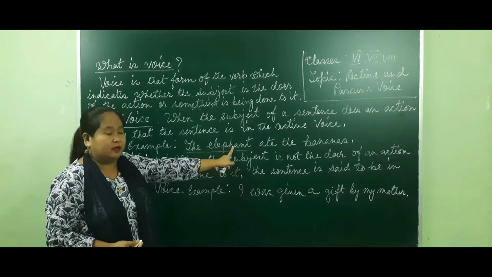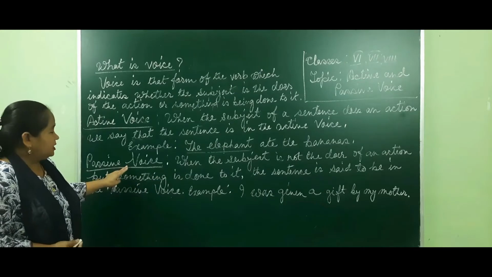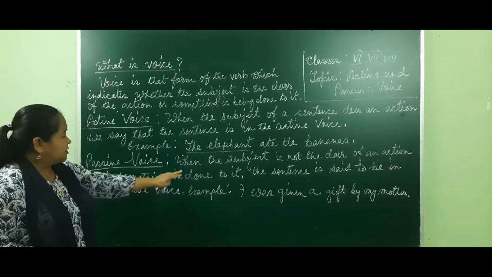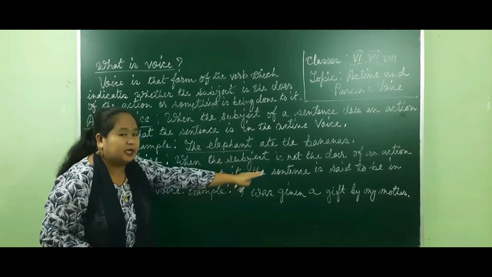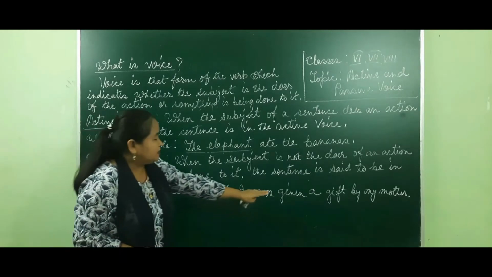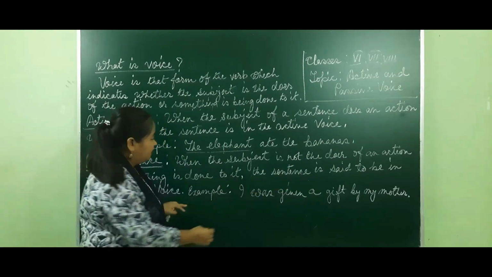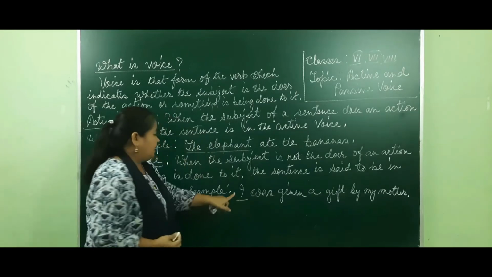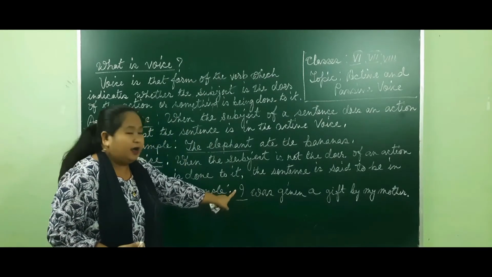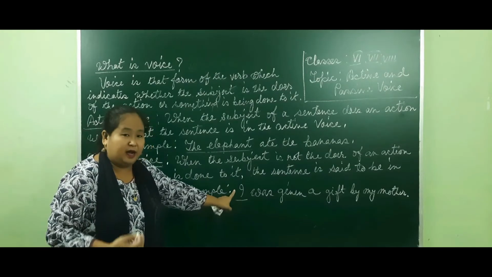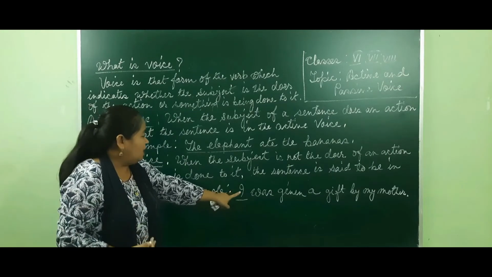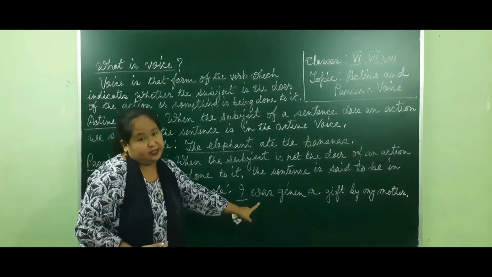And passive voice, what is passive voice? When the subject is not the doer of an action, but something is done to it, the sentence is said to be in the passive voice. For example, I was given a gift by mother. Here I is the subject, but I is not the doer of the action, but something is being done to me, right? So this sentence is said to be in the passive voice.